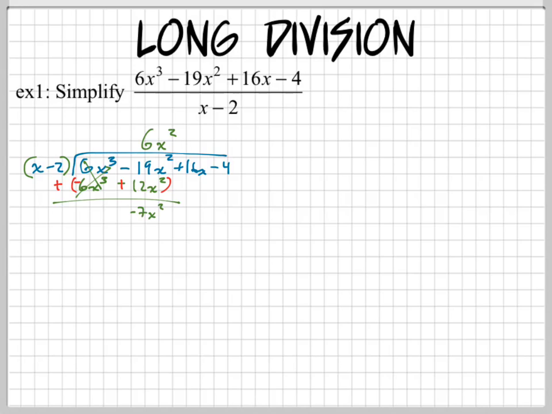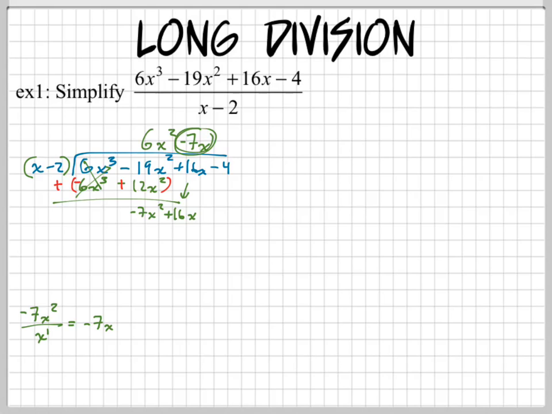7x squared negative. Then you bring down the next number, which would be 16x. Now, I'm looking at this x and looking at this right here and saying what times this x will give me negative 7x squared. Just like with the previous one, if you can't figure that out, you can say negative 7x squared and divide it by x to figure out what you have to multiply. You subtract the exponent, so you get negative 7x. And so that's what our next number is going to be, negative 7x.